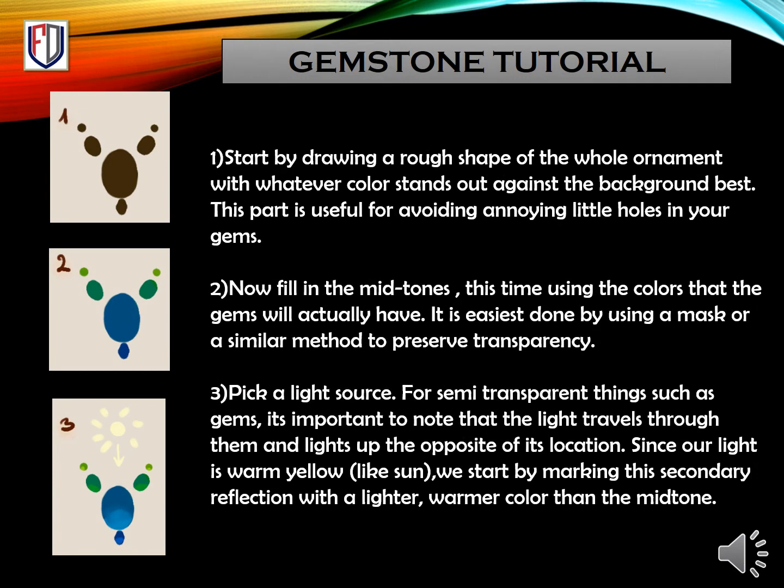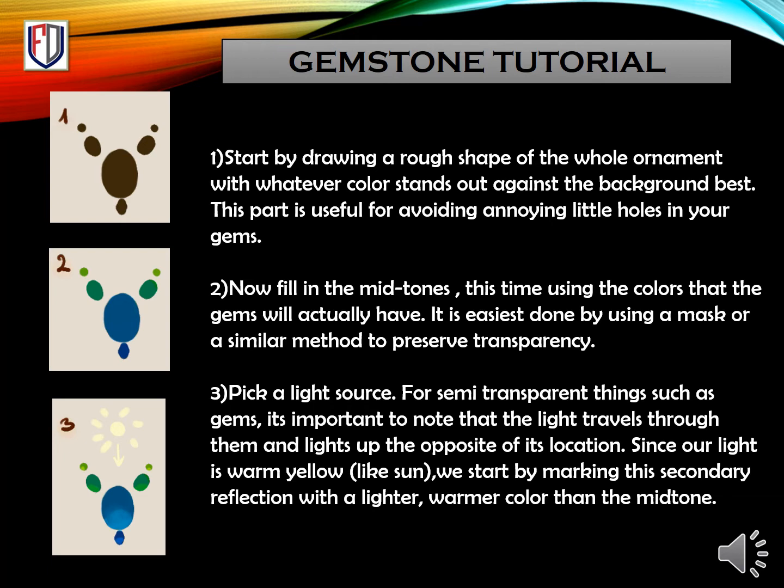Here we are going to discuss the gemstone tutorial. The first step, start by drawing a rough shape of the whole ornament with whatever color stands out against the background. This part is useful for avoiding annoying little holes in your gems. Second step, now fill in the mid-tones, this time using the colors that the gems will actually have. It is easiest by using a mask or a similar method to preserve transparency as it is shown in the two images.